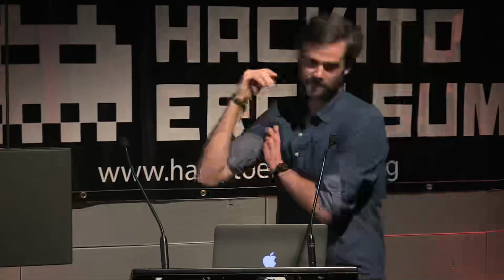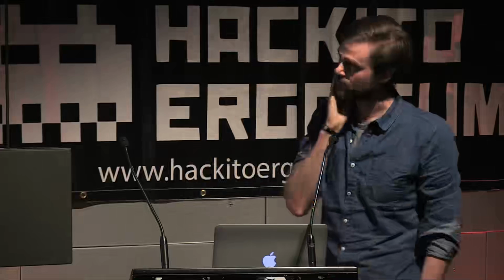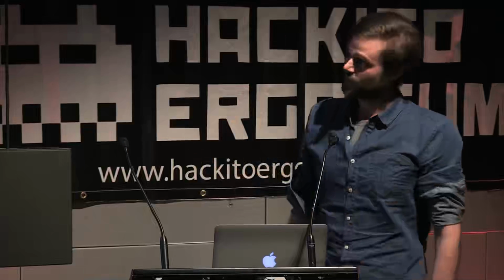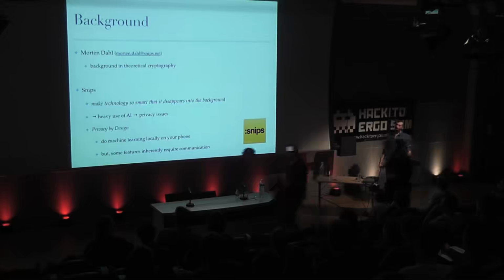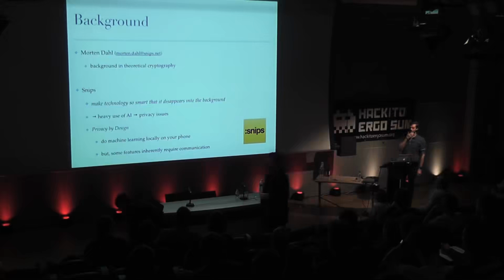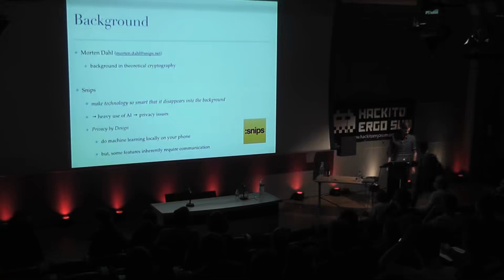My background is in theoretical cryptography, and I'm now working at a company called Snips, a French startup company, where the basic motivation is to make technology so smart that it kind of disappears into the background. So this means heavy use of artificial intelligence, machine learning, which of course leads to some privacy issues. Because of that, there's been a policy that everything has to be privacy by design.